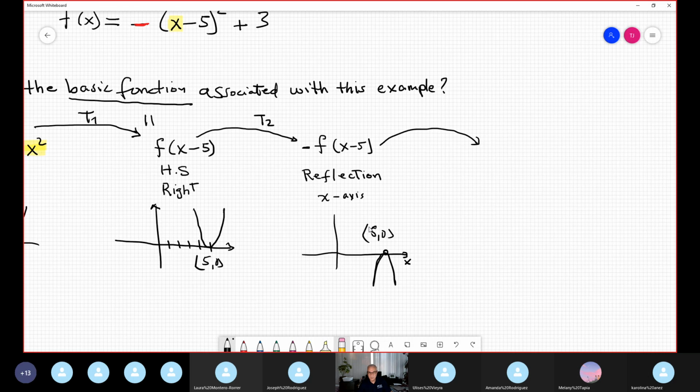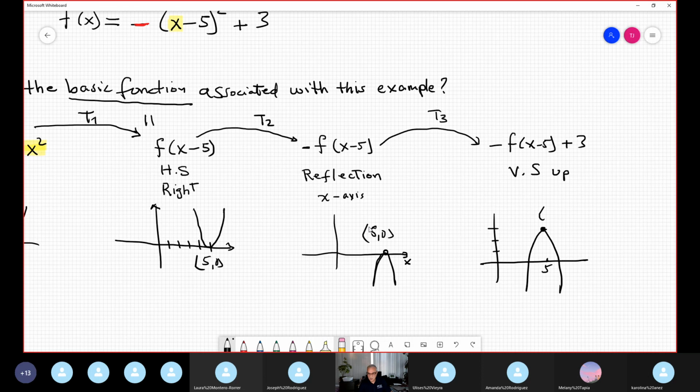Finally, plus 3. Transformation number 3 is minus f of x minus 5 plus 3. This plus 3, what is that? It is a vertical shift, 3 units up. So my parabola finally is at this point, but not 5,0, it's 5,3. That point, 5,3, was our reference to understand the transformation.